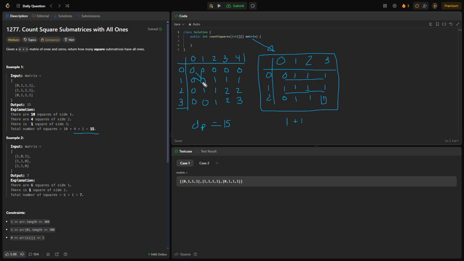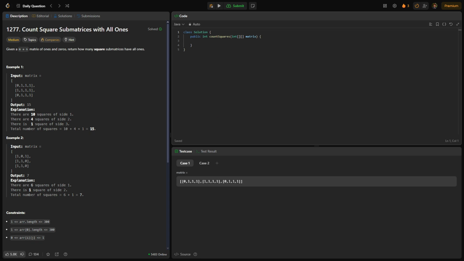So a good way to visualize that is this, this equal to this. So yeah, that's how we're going to solve it. So let's go ahead and jump into the solution here.